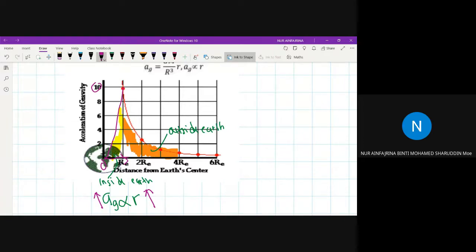Meanwhile, for outside earth, dia punya gravitational acceleration is inversely proportional to the distance. If your distance increase, your gravitational acceleration decreases. So this is the case for outside earth and this one is for inside earth. This is for your knowledge, but nothing much. So distance from earth to center, unit dia adalah meter, wajib ya, dalam meter, SI unit. Meanwhile, the acceleration of gravity adalah m s negative 2.